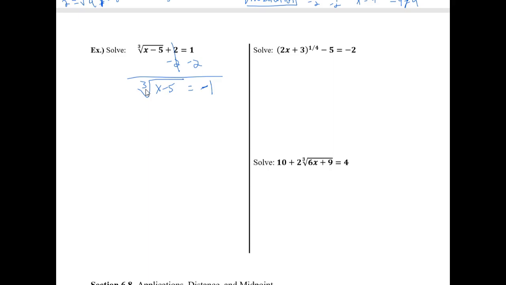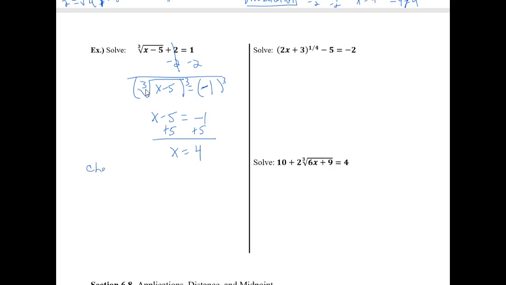If you have to square a square root to undo it, you're going to have to cube a cube root, right? They're inverse operations of each other. So if I cube a cube root, they undo each other. I'm left with just x minus 5 equals negative 1 times negative 1 times negative 1, which is negative 1. Add 5 to both sides. I get x equals positive 4.